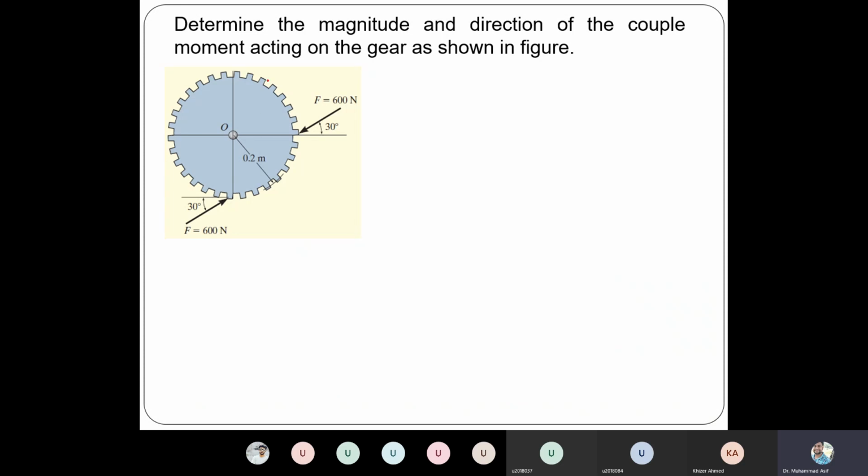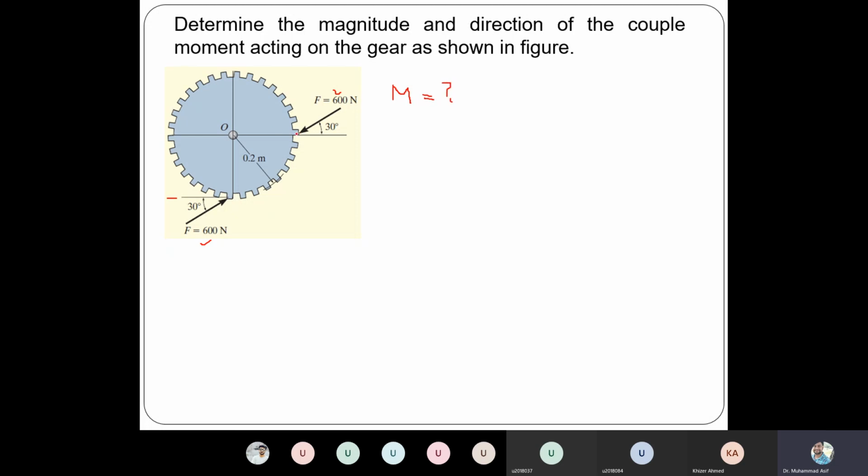Right. So let's try to solve another one. Determine the magnitude and direction of the couple moment acting on the gear as shown in the figure. So we have a gear here, and one couple is applied. A couple means equal and parallel forces. The force is 600 Newton, 600 Newton, and both make an angle of 30 degrees with the x-axis. So what is the value of the moment because of this couple?